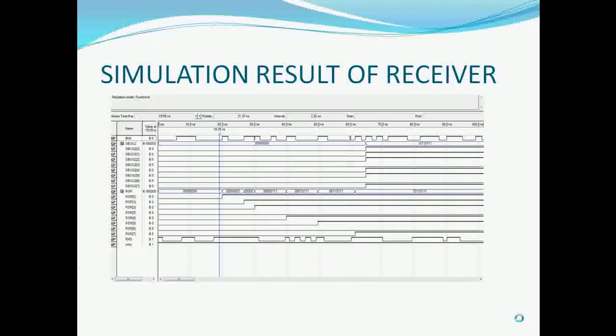Here is the simulation result of the receiver. We can clearly see that for a high of RX ready, at every rising edge of B clock, bits are stored in RSR after the start bit is detected. Also, for the next B clock signal, that is the enable signal, the data is parallelly seen on the data bus.